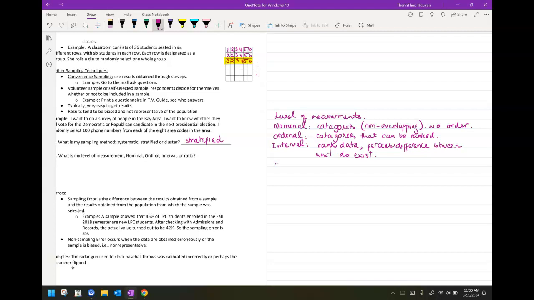The ratio. It possesses all characteristics of interval measurement. There exists a natural zero. In addition, two ratios exist when the same variable is measured on two different members of the population. So it can be ranked. There's a natural zero. And you can talk about proportion between two variables.